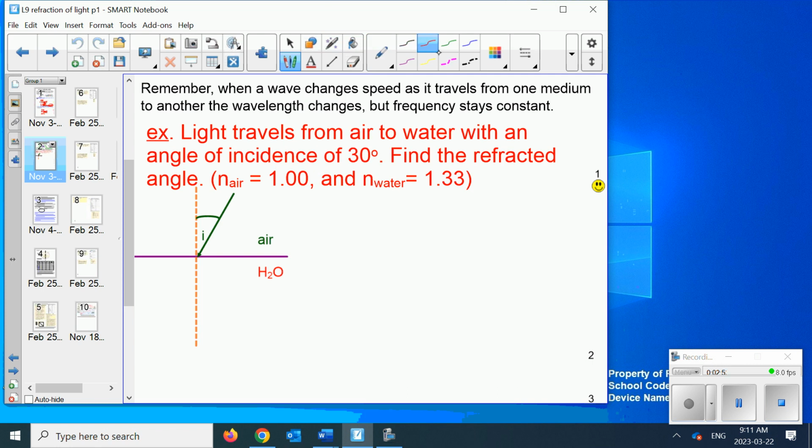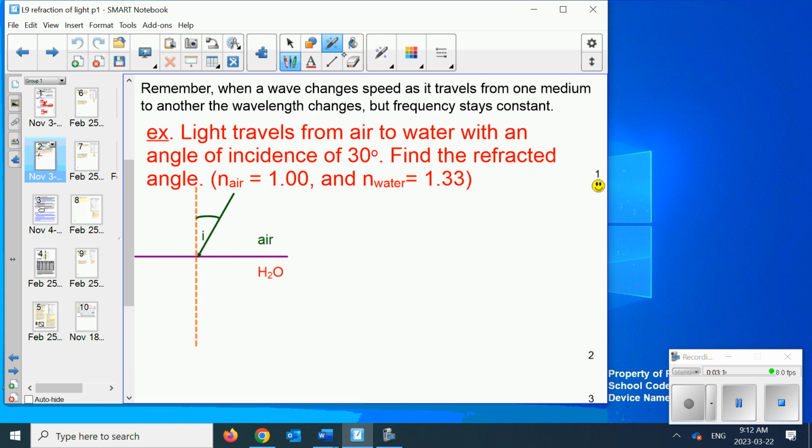Light travels from air to water with an angle of incidence, that's what it comes in with, 30 degrees. Find the refracted angle. That's our R. And I'm giving you these N values for air and water. You'll always be given them unless the object is promised.